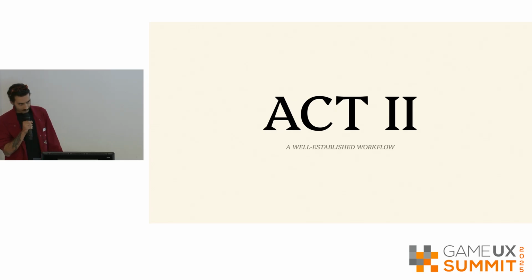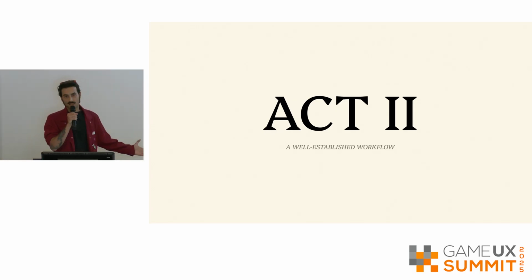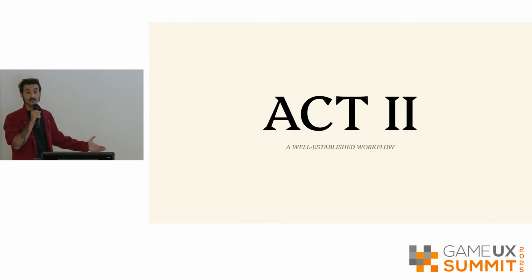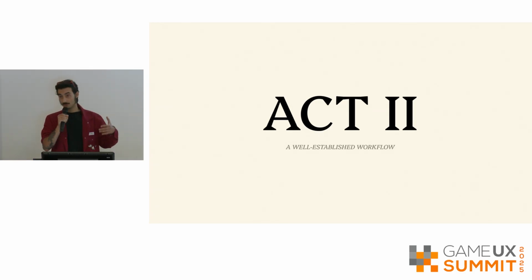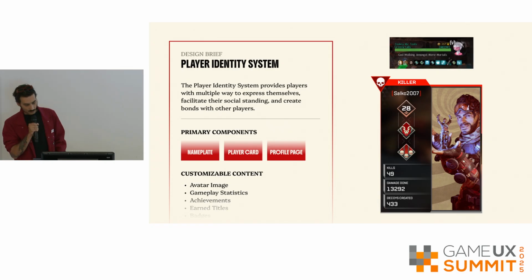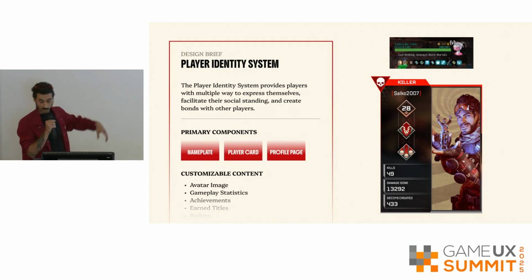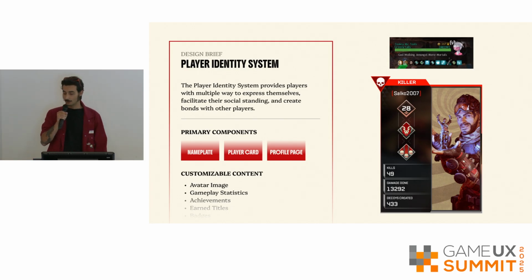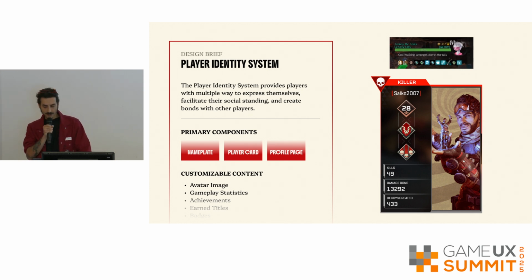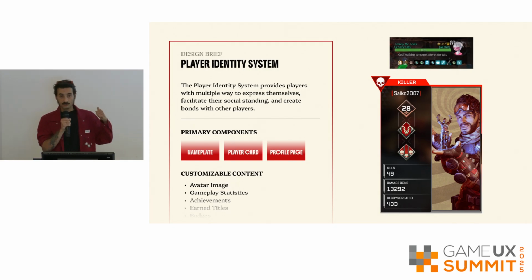Now, probably we're going to start with a well-established workflow, one that most of us in here are very, very acutely familiar with. Let's go with an example. We receive a design brief, a GDD, for a player identity system in an online multiplayer game. It outlines a number of ways for players to express themselves, facilitate their social standing, and create bonds with other players. They can do that by customizing the look and curating the content of a number of UI components that we can see here: the character's nameplate, their player card, their profile page.